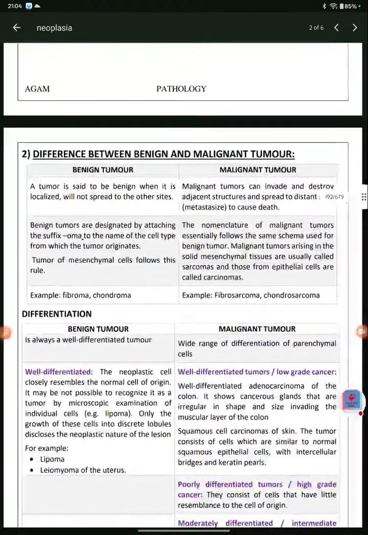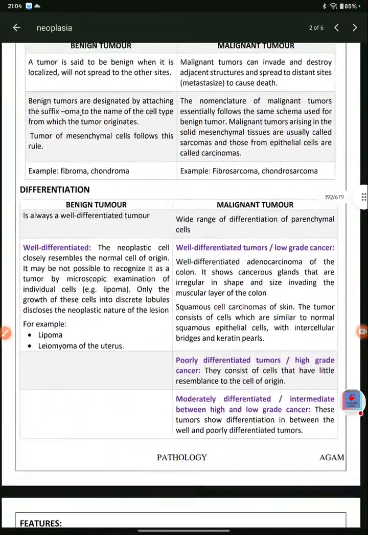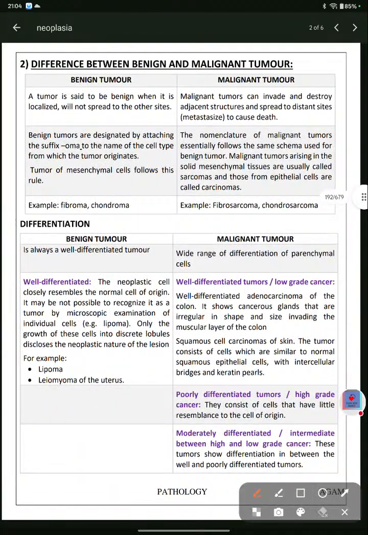Let's talk about differences between benign and malignant. Okay, so a benign tumor is localized and will not spread to other sites. It is there in its own location. Malignant tumors can invade. They do not stay in their homes. They invade and destroy adjacent structures and spread to distant sites. They go to other homes, other cities, other countries.